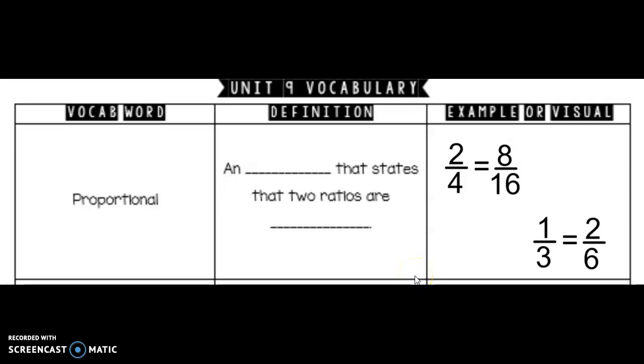Today we're going to start learning about the Unit 9 vocabulary. Our first vocab word is proportional. An equation that states that two ratios are equivalent is a proportion, or proportional. So our first set of ratios are written in fraction form, and we can see that they are equivalent, or proportional.